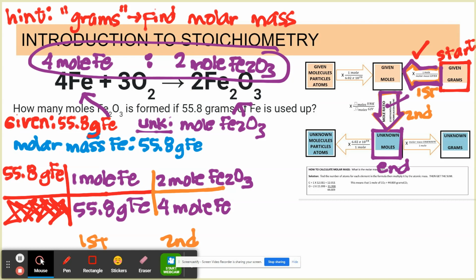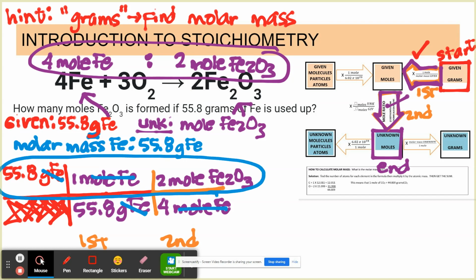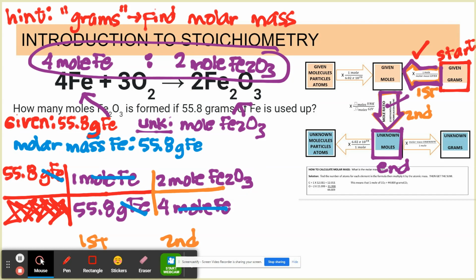So let's start. The grams Fe here cancel with grams Fe here. Mole Fe here cancels with the mole Fe here. And that's it. All right. Now what? Same as always, you have to multiply all the boxes at the top first. So multiply 55.8 times 1 times 2. Okay, so we need to multiply that. And what do we get?